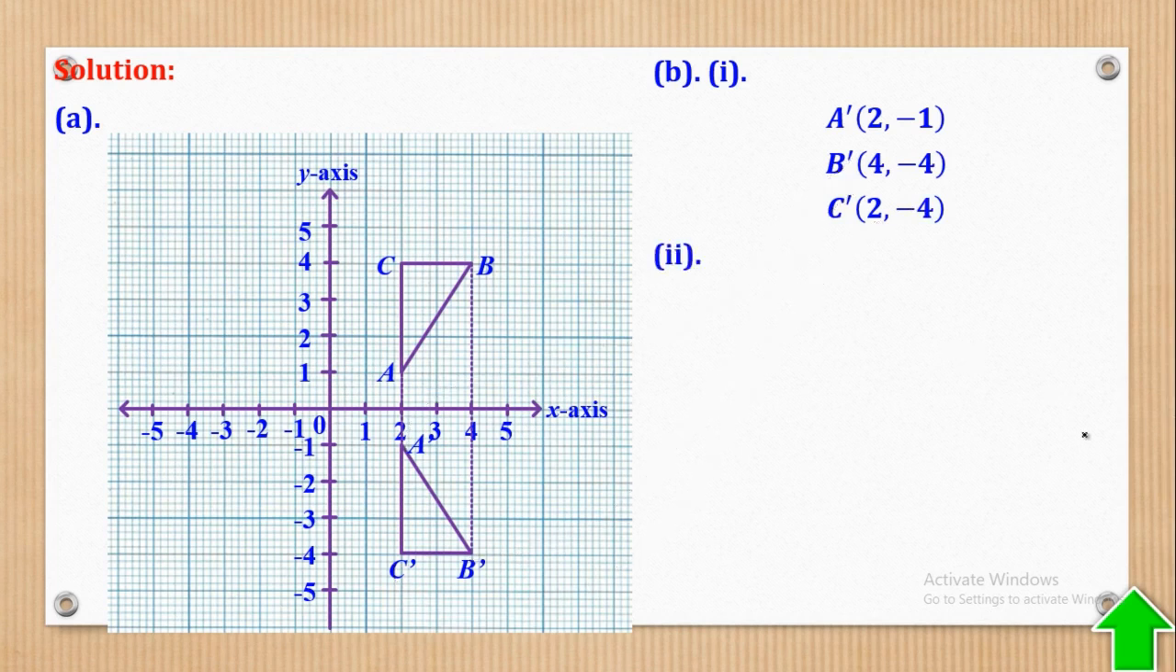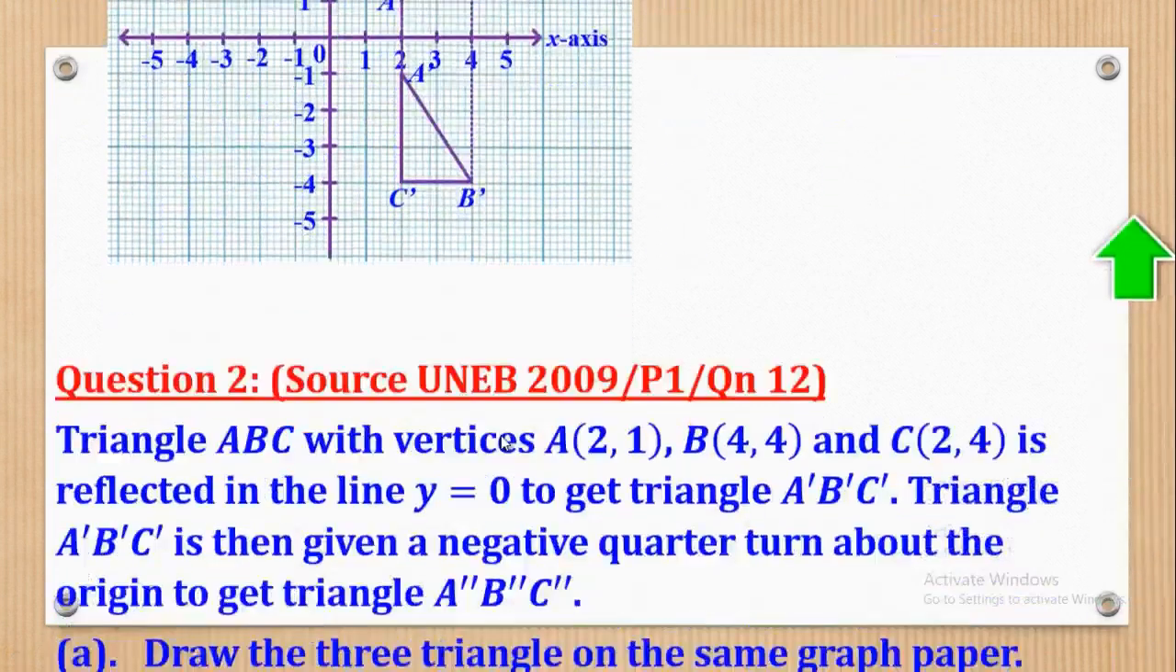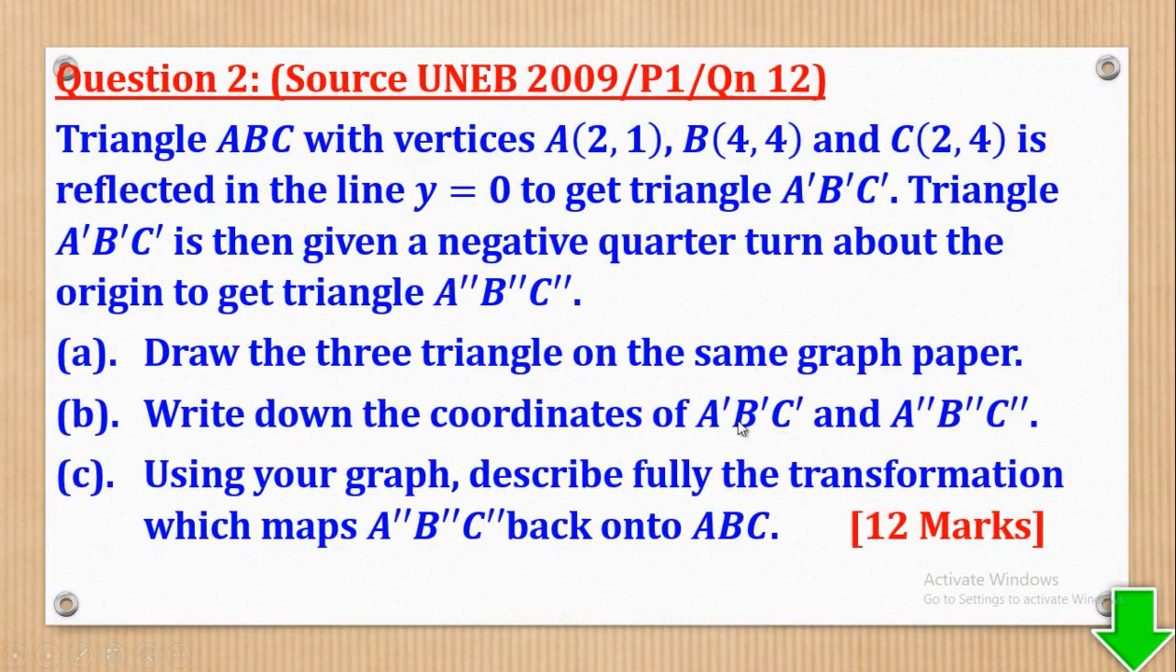So now we shall go to part B, Roman 2. They told us to write these coordinates. So we have written the coordinates of A prime, B prime, C prime. What about for A double prime, B double prime, C double prime? Now to get this image, they told us that it undergoes a negative quarter turn about the origin from this. So negative quarter turn is negative 90 degrees. So that is a rotation.